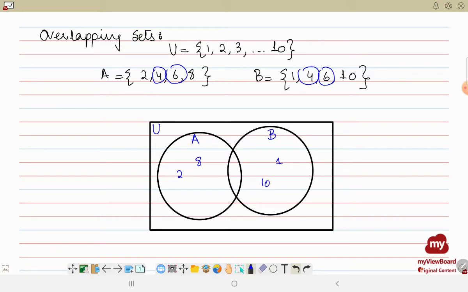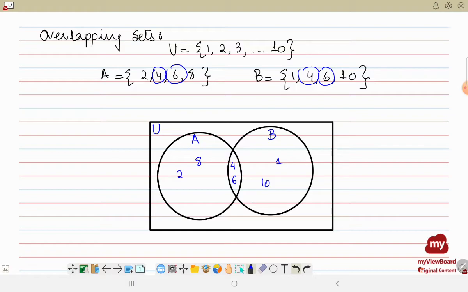But where will 4 and 6 go? They will lie in the overlapping region of both of these sets, since 4 and 6 are part of both the sets, right? These two elements are a part of both the sets, so they will lie in the overlapping region. So these are the elements of the sets. How are we going to represent the overlapping sets? By this diagram.